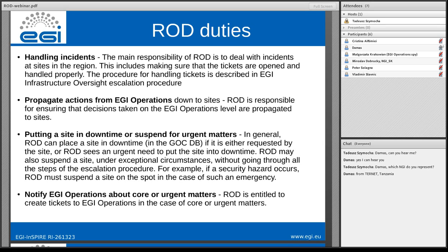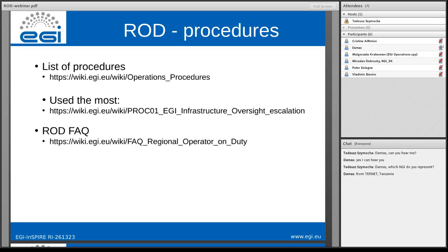So the fourth thing is to notify EGI operations about core or urgent matters. So ROD is entitled to create tickets to EGI operations in case of urgent or core matters. This is, in short, the duties and the procedures.